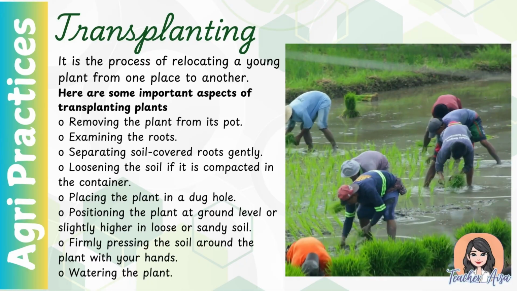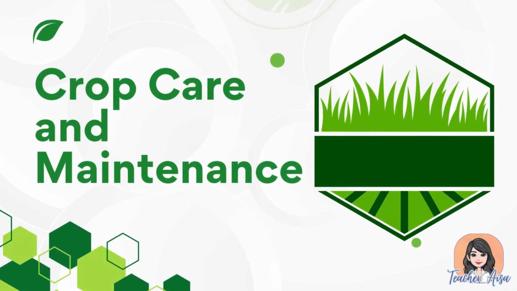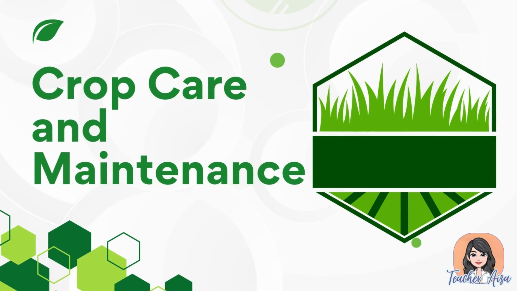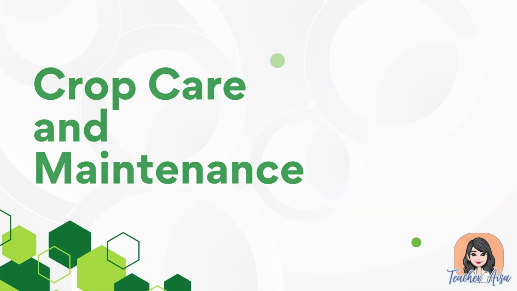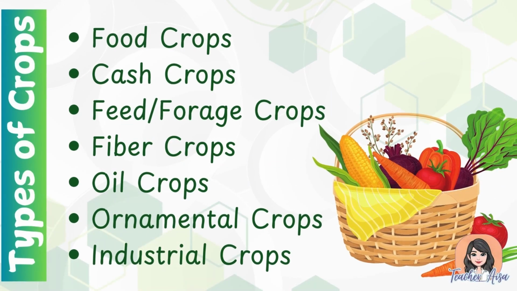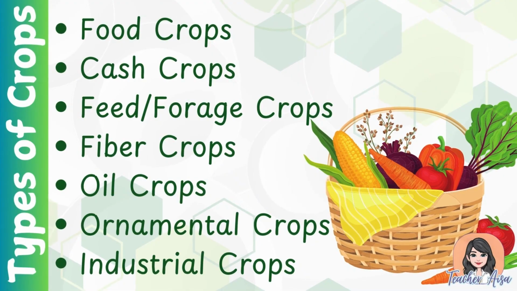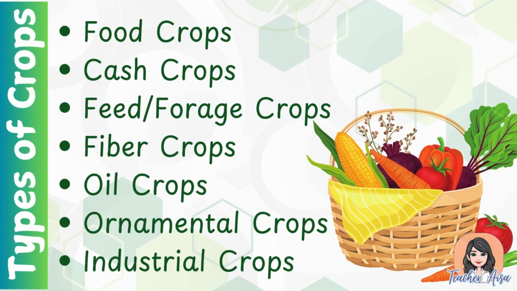Now, let's move on with crop care and maintenance. Maintaining crops is a common activity for farmers. Quality crops and consistent yields can only be achieved through regular and correct crop maintenance. Here are some methods to protect and maintain crops. There are different types of crops, namely food crops, cash crops, feed or forage crops, fiber crops, oil crops, ornamental crops, industrial crops.